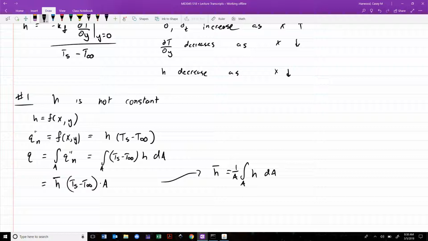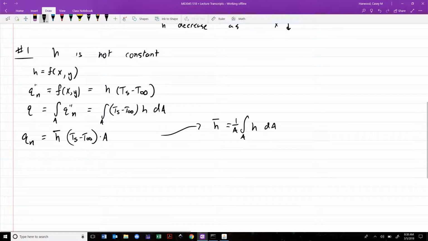And if we assume, as we did before, that the surface temperature is uniform and that the free stream temperature is uniform, then we can calculate on the basis of this averaged convection coefficient what the net heat rate out is in watts. Okay. So that's conclusion number 1. h is not a constant, but we can treat it as a constant if we go through this process of averaging it first, only to find the net heat rate out.